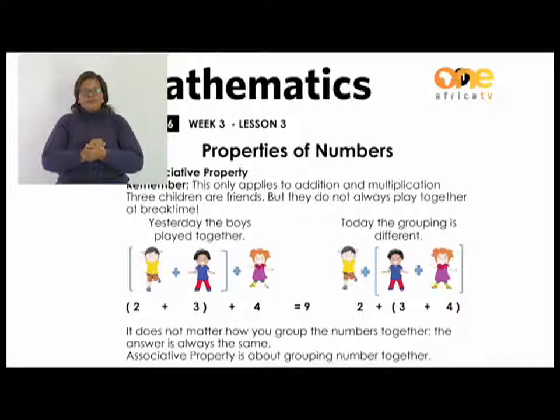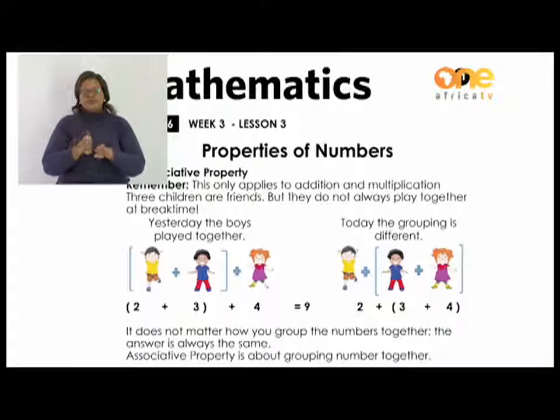So let's see. It says there that this only applies to addition and multiplication. Like in that example, we see that there are 3 children that are friends, but they do not always play together at break time. So there you see it says that yesterday the boys played together, and then on the other side it says that today the grouping is different. So it has to do with groupings. And the reason for associative property normally is for you to make your mental calculations easier. All right? That is the purpose behind it. And I will show you later what I mean.